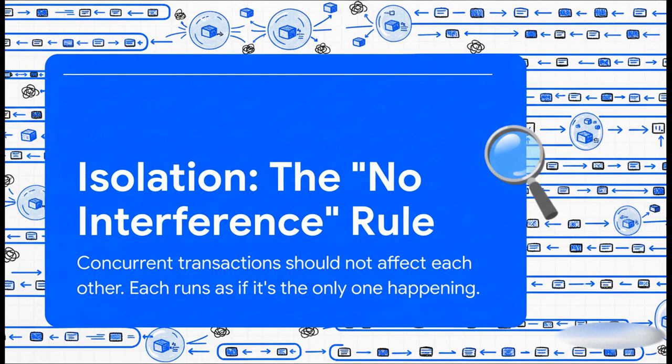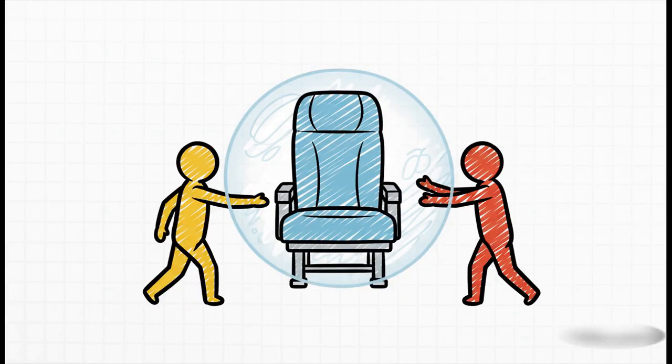And this one is absolutely crucial for managing what could be total chaos. I'm talking about when thousands, maybe even millions of transactions are all trying to happen at the exact same time. So what isolation does is it basically puts each transaction into its own little protective bubble. This stops all sorts of weird problems, especially something called a race condition.